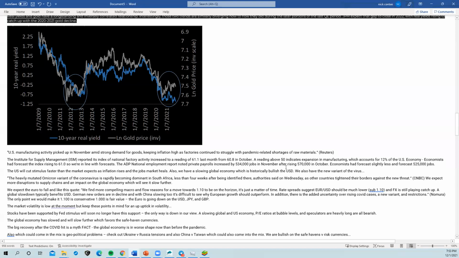ADP payroll increased in November after rising 5 cents. So we see the decrease in private job creation. So fewer jobs being created, slightly less than 52. The US will cut stimulus faster than the market expects as inflation rises and the job market heals. Also, we're seeing slowing global economies, which is historically bullish for the USD. So as we see these other countries continue to slow down, China, Euro, with everything they're going through with COVID, we see these places slow down. Generally everybody moves their money and they float over into the safety of the USD.